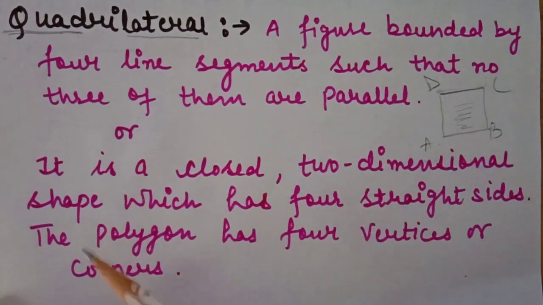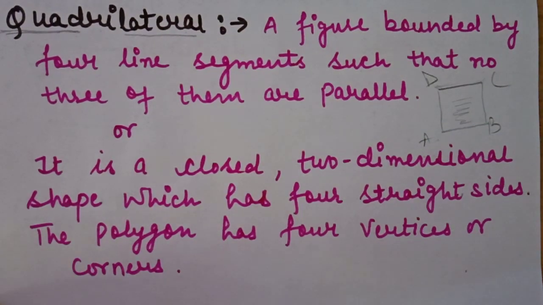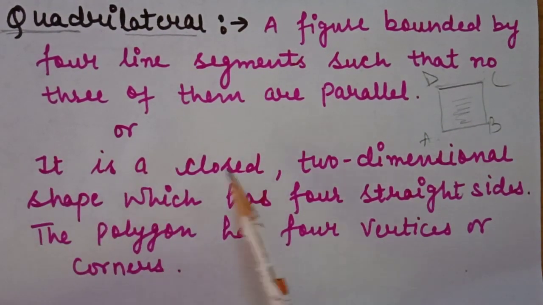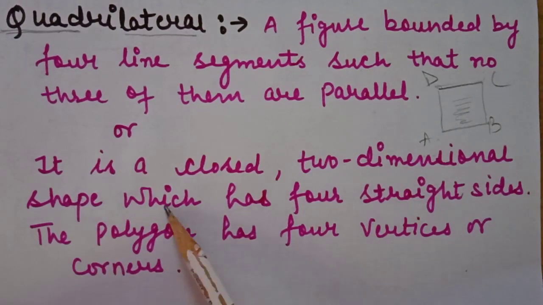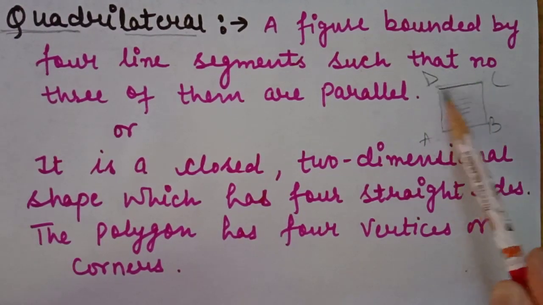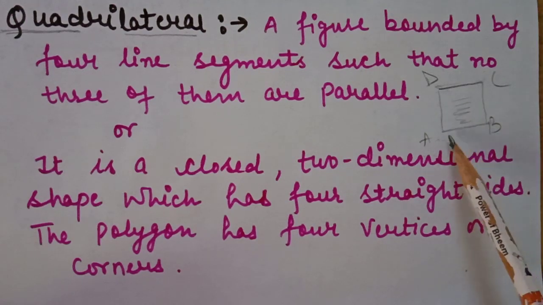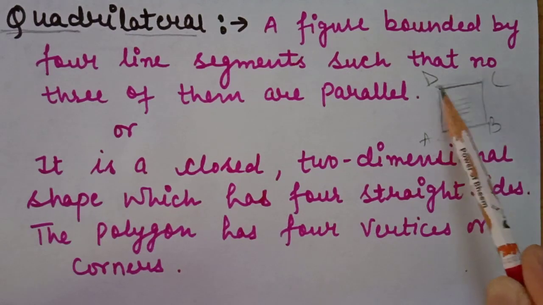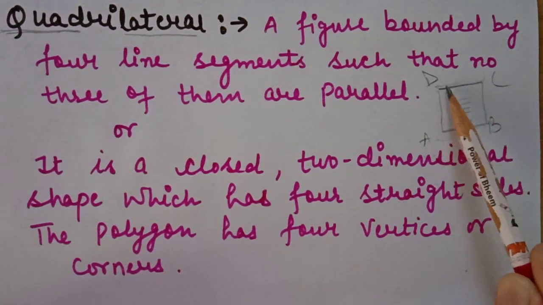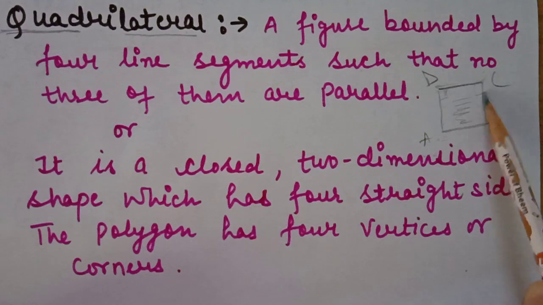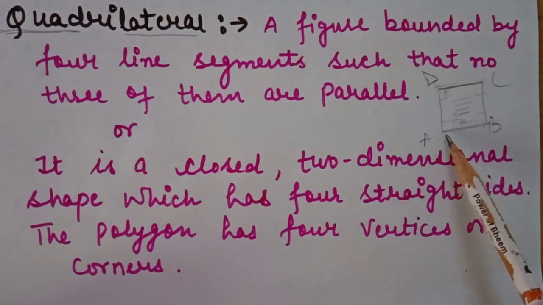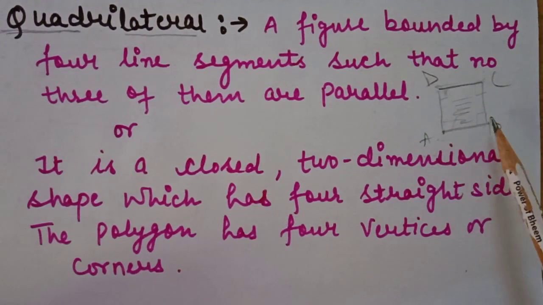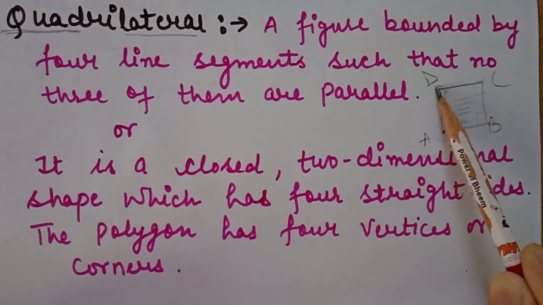Or we can say the definition of a quadrilateral in another way: it is a closed two-dimensional shape which has 4 straight sides, and the polygon has 4 vertices or corners. So students, this is a simple quadrilateral in which there are 4 line segments AB, BC, CD and DA. 4 angles are also there, angle D, angle C, angle A, angle B, and 4 vertices are there, vertex A, vertex B, vertex C and vertex D.